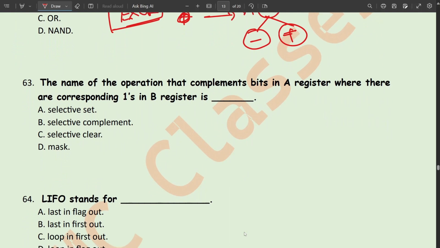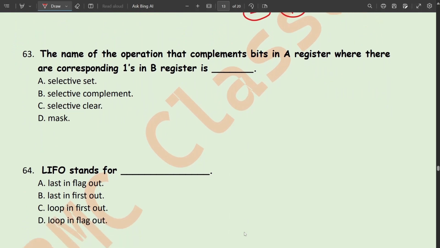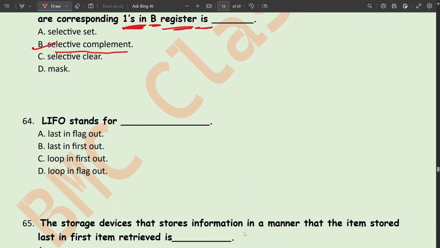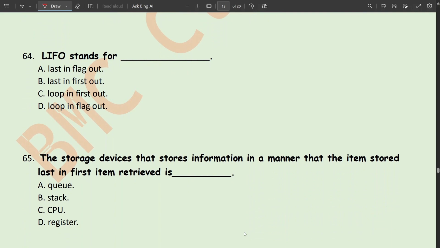Next, the name of operation that complements bit in a register where there are corresponding ones in B register is what? So the correct answer is selective component. Option number B. Next, LIFO stands for last in and first out. So the answer is option number B is correct.